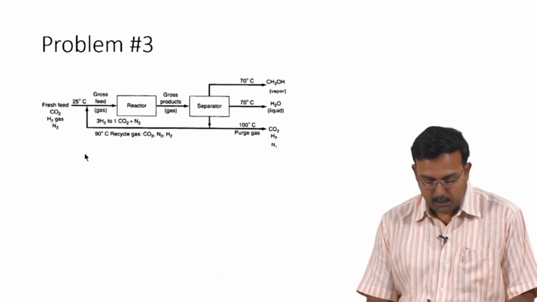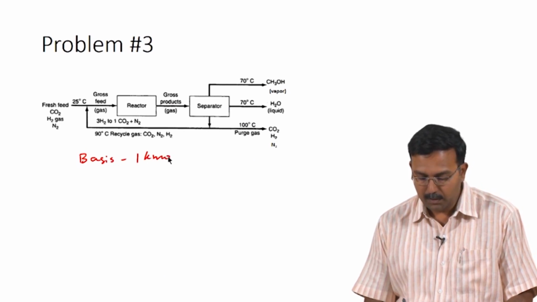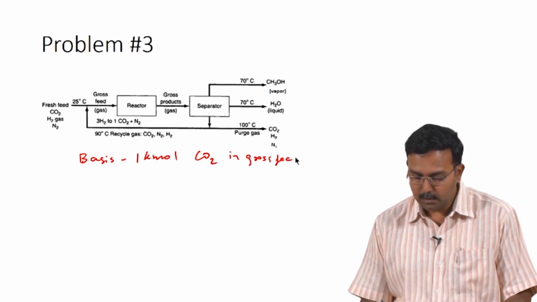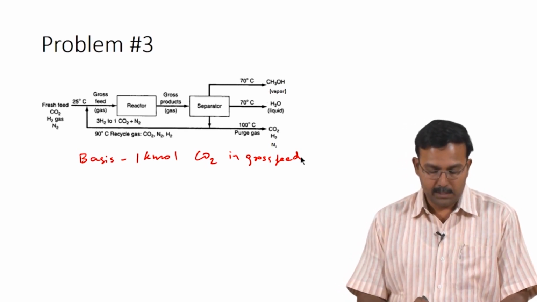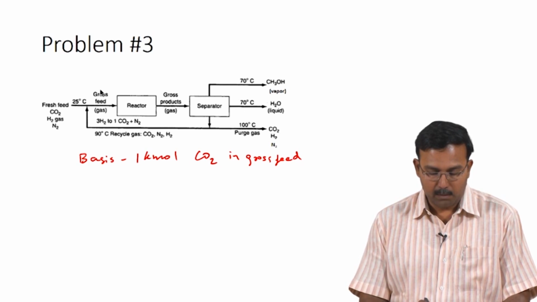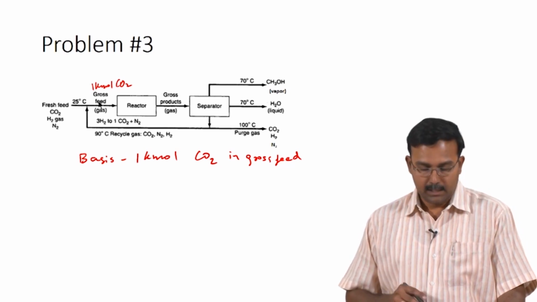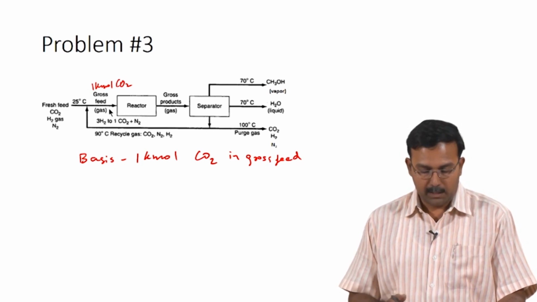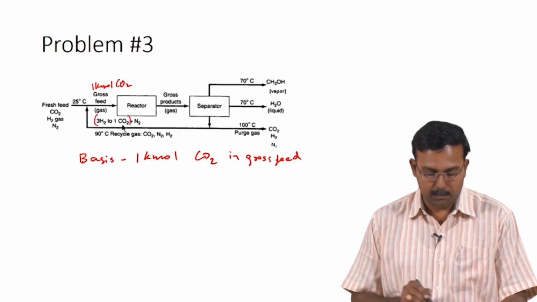Based on the information given to us in the problem, we can use the basis as 1 kilomole of CO2 in gross feed. We have been told that 1 kilomole of CO2 enters the reactor, which means this is the gross feed and you have 1 kilomole of CO2 entering here. So, this is the basis given. We have also been told that the feed entering the reactor contains a stoichiometric ratio of CO2 and hydrogen, which is 1:3. This has also been given to us.